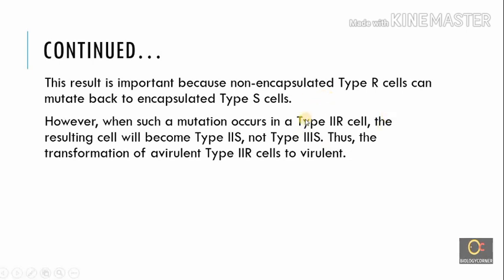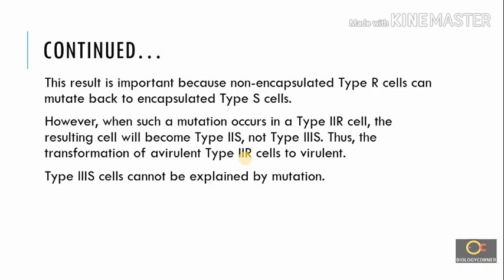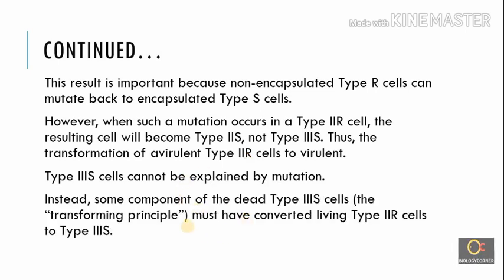Yes, but in the actual experiment, Griffith recovered type 3S bacteria, not type 2S bacteria. It means no backward mutation has occurred, but a component of dead type 3S cells has somehow converted type 2R cells into type 3S cells. This component, which was later confirmed to be a DNA fragment, was named the transformation principle.